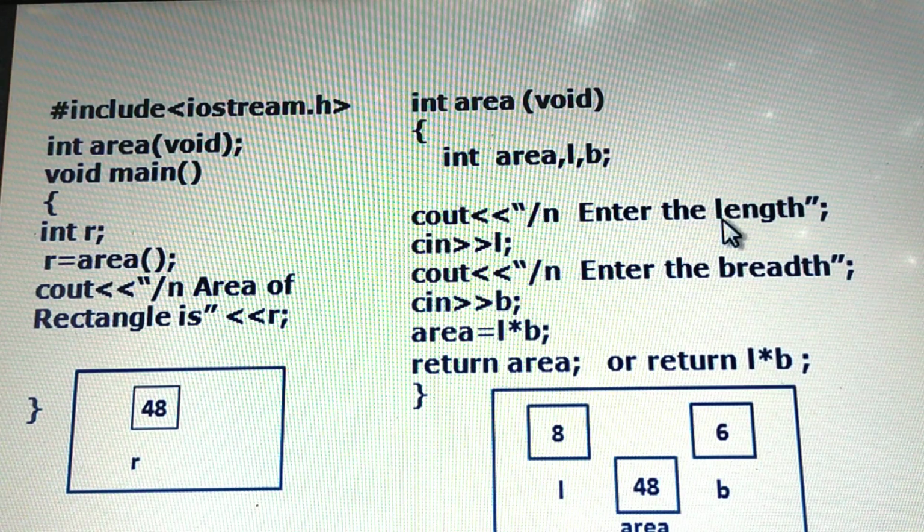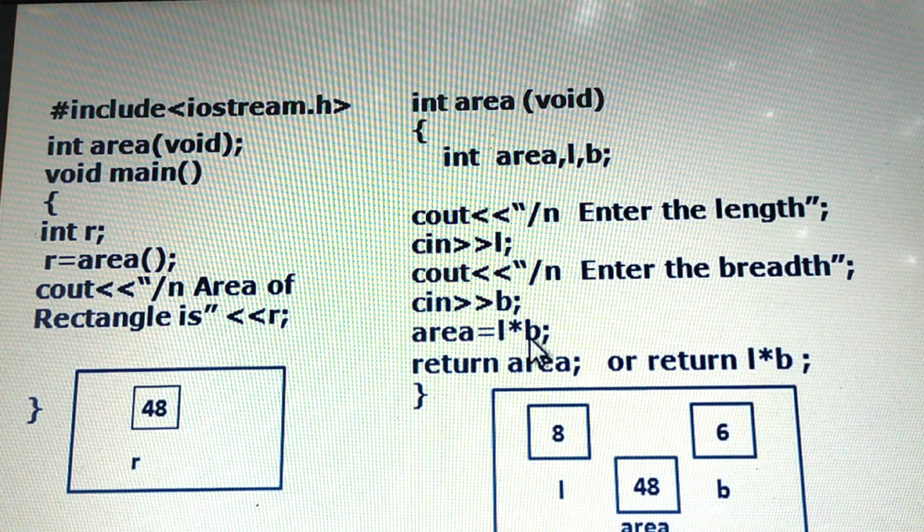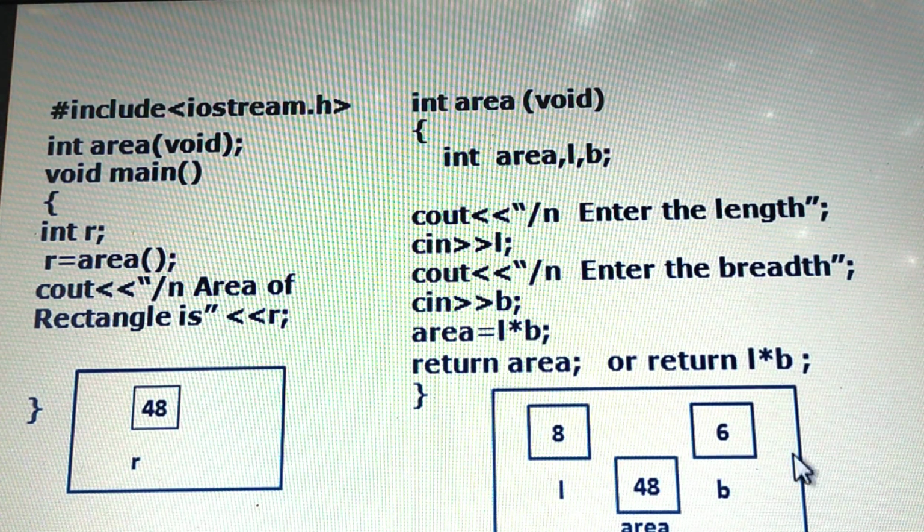Then the prompt statement: enter the length, waiting for the value from the user, L for length. Then the prompt is enter breadth, the user enters the value for breadth. Then to solve the equation, area is equal to L into B. This is the area reserved in memory for the function section. The first location is known by L, the second is known by B, and this is for output. Give the value for length, give the value for breadth, solve the equation. Okay, we got the result.